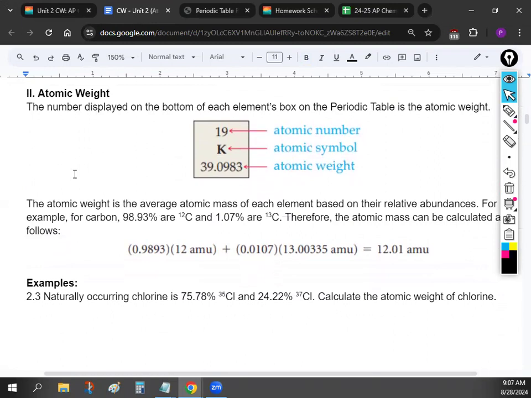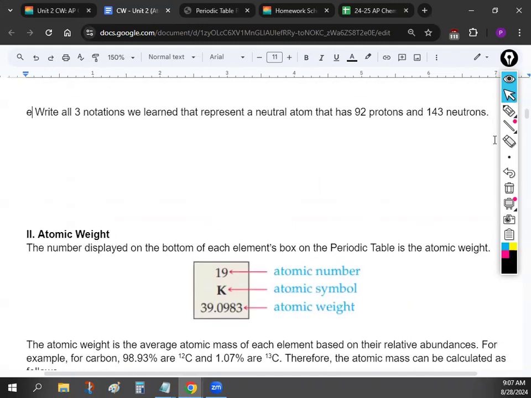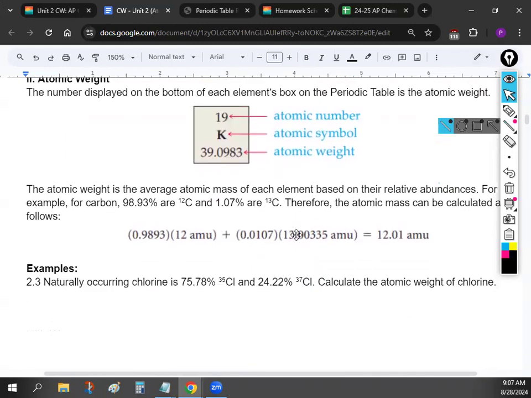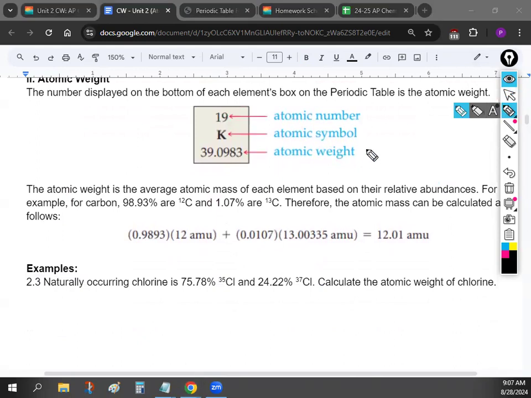It's called atomic weight. If you take a look at the box on the periodic table, the number on top is called the atomic number. It's protons. The symbol is the symbol. And then on the very bottom, you have this number, and we call that the atomic weight. Another way you might have heard this communicated in your other classes, and I definitely teach it this way, is the molar mass. And the molar mass basically tells you how much the atom weighs.